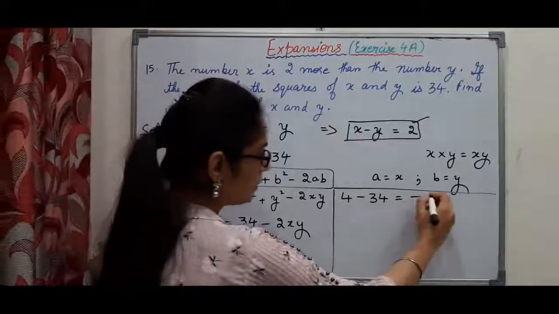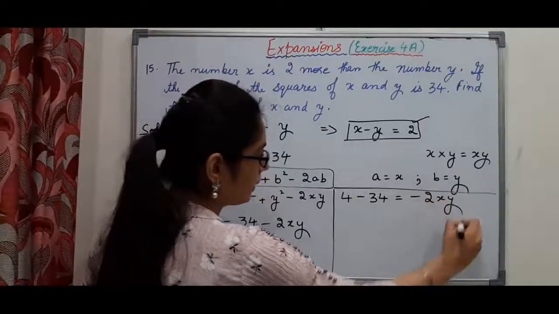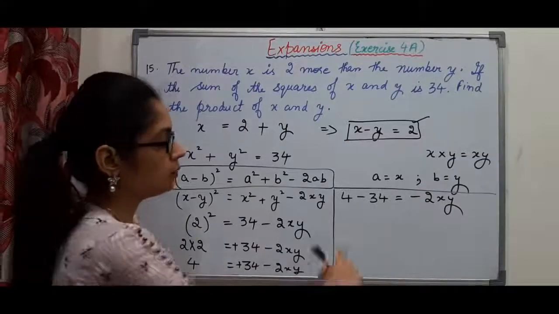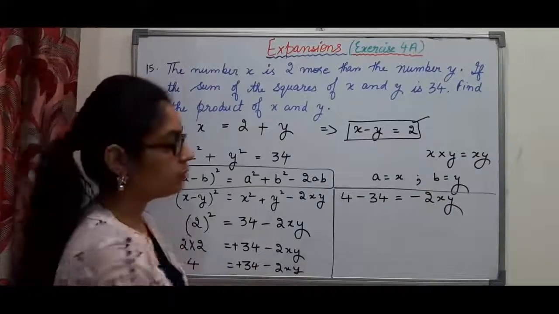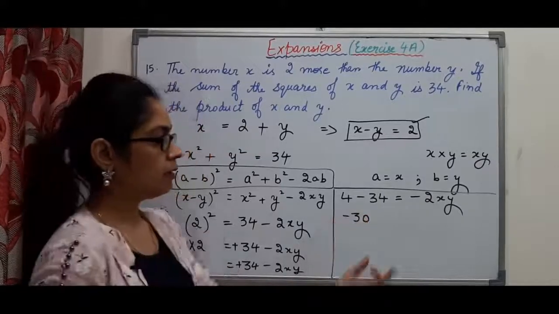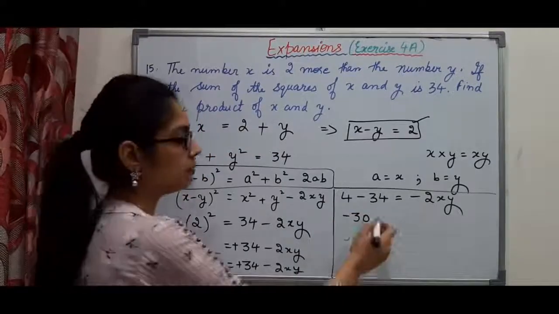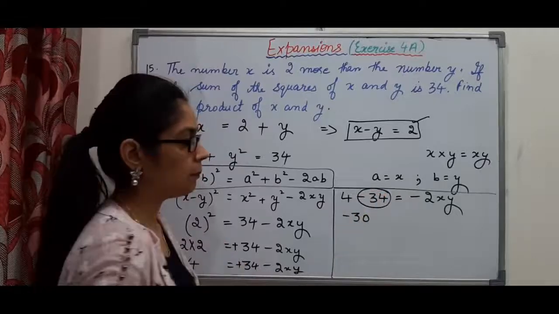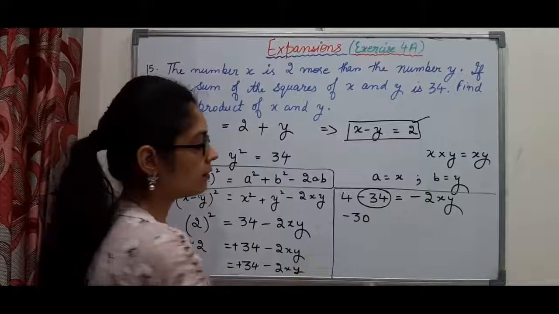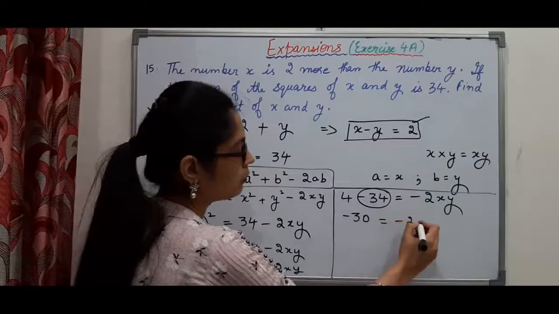So on the other side I am left with minus 2xy. Along with the sign you have to write the number. So plus minus minus, so 34 minus 4 is 30, minus 30, because plus minus minus, but the sign is of the greater number. So with the greater number, which is 34, the minus sign is there. So minus 30 is the answer, minus 2xy.